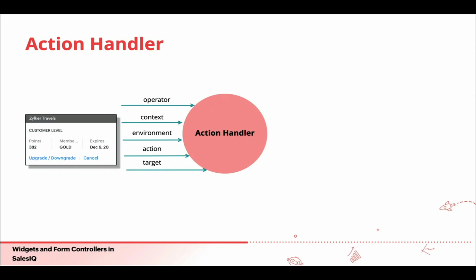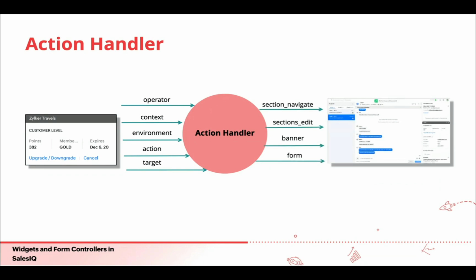And once the action handler is executed, the response can be of 4 different types. So it can either be a banner, you can display a banner, or it can return a form, or it can be sections edit and sections navigate. So the example displayed here is that of banner. So as a return type, a banner is displayed inside the operator's chat window.